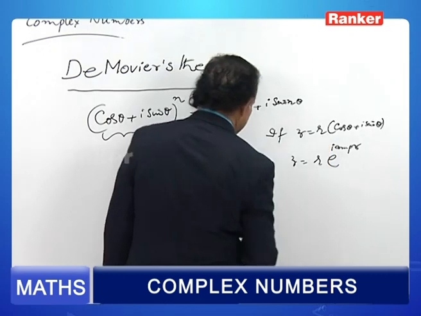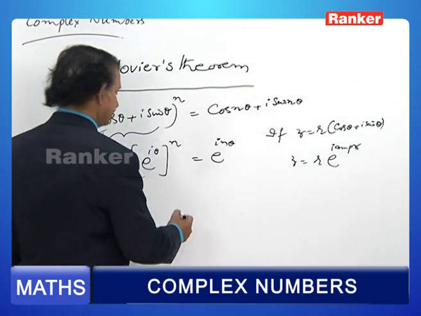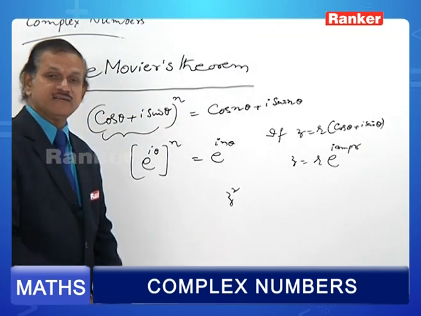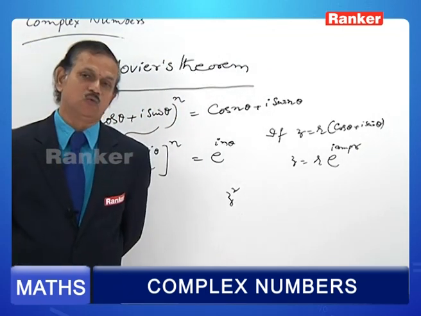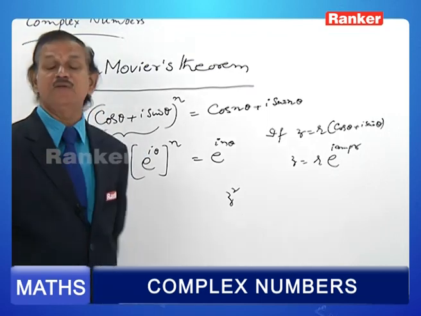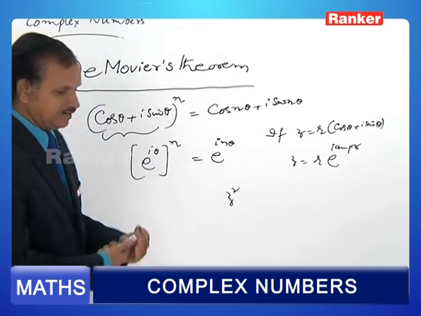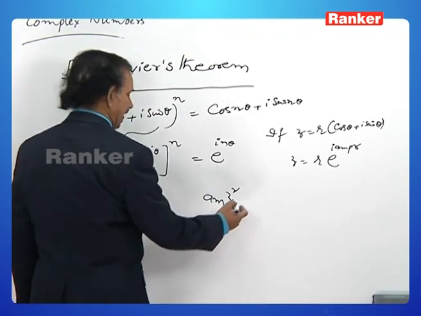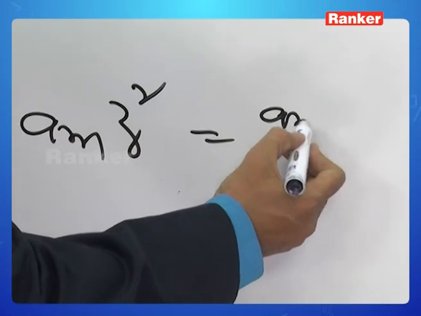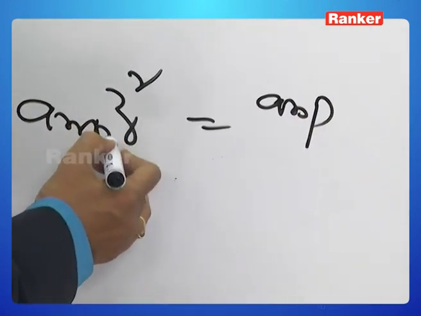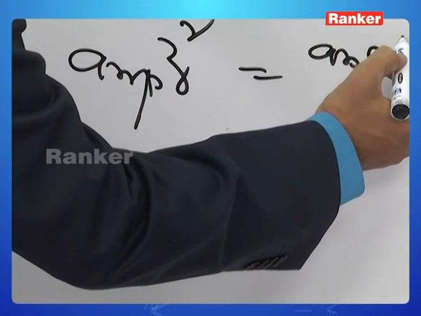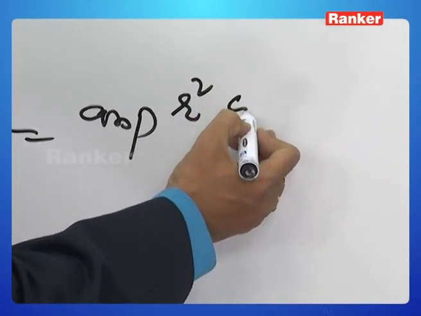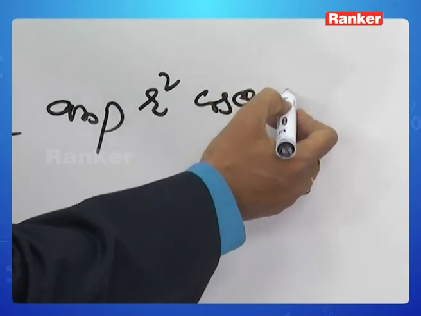Therefore, by making use of that, we can also say one more thing. Suppose you have z square. It is given that the amplitude of z is theta. What is the fate of z square? What is the amplitude of z square? Amplitude of z square is equal to amplitude of r into e power I theta whole square, that is r square into cos theta plus I sin theta whole square.